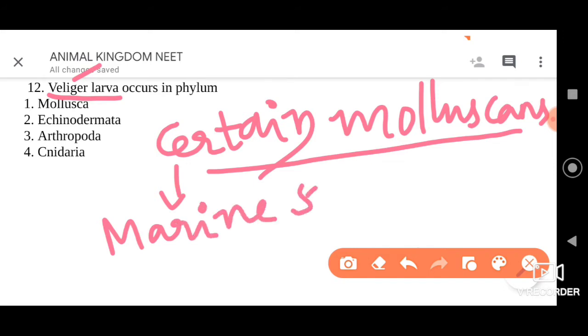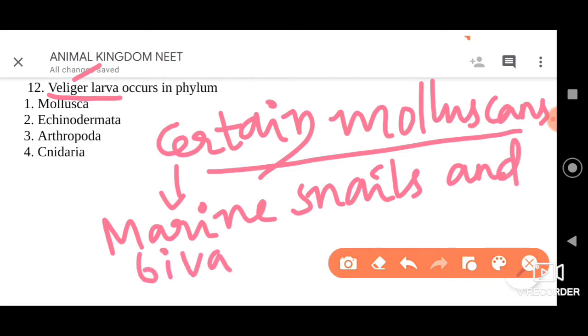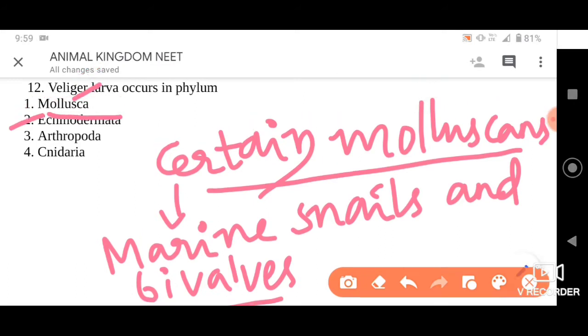Firstly, note down, the marine snails have Veliger larva, and to go with that, even bivalves also show the Veliger larva. Dear students, let us also understand about echinoderm, arthropod and cnidarian larva. As we now came to know that Veliger larva is present in the mollusk, directly we can go for the answer, that is option 1. But let us also understand about the other invertebrate phylums which I have given as options here.